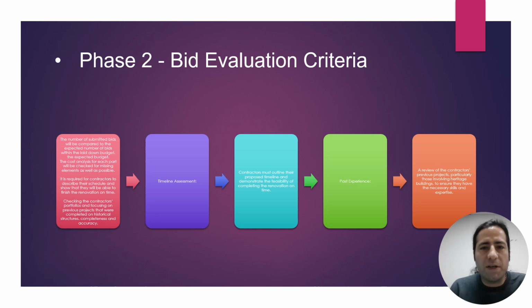Phase two: bid evaluation criteria. The submitted bids will be compared to the expected budget. The cost analysis for each part will be checked for missing elements as well as possible. The contractor is required to describe their schedule and show that they will be able to finish their renovation on time.